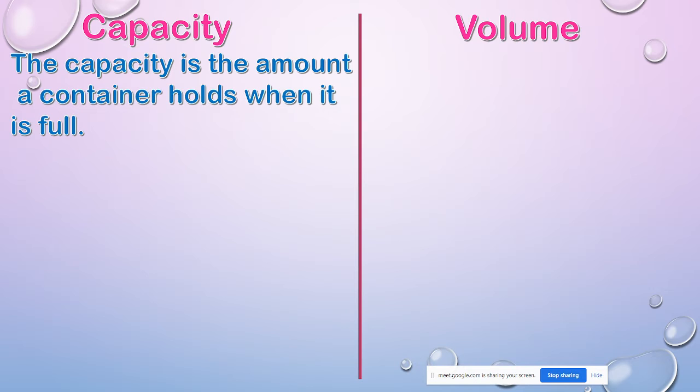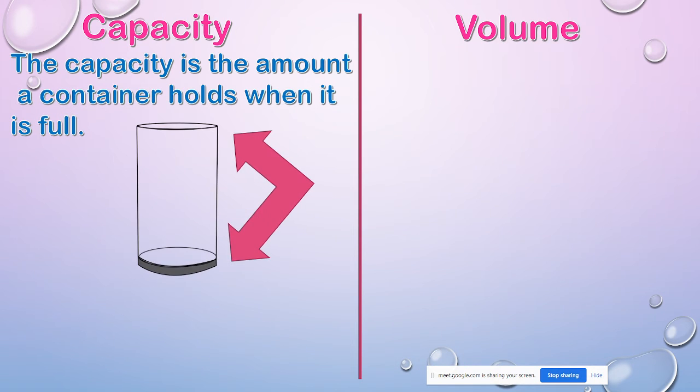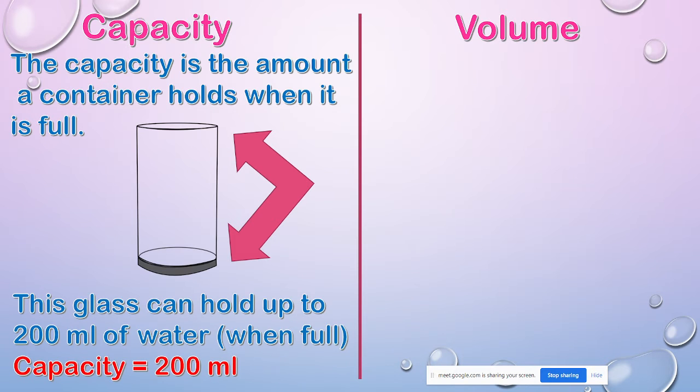When it is full. For example, if you have a glass and this glass can hold 200 milliliters, then it means the capacity of this glass is 200 milliliters. Because if it's full, then it can hold 200 milliliters.